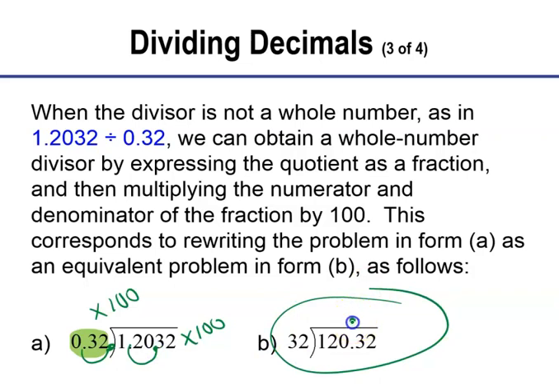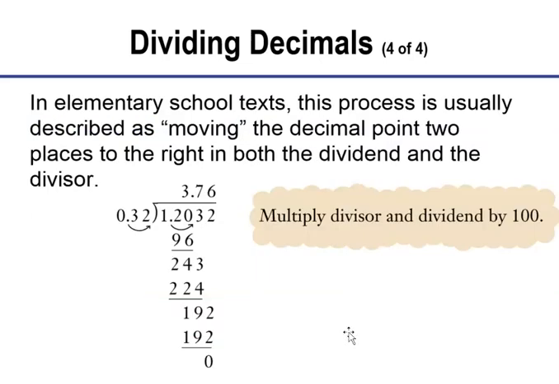And once again, the decimal is just a placeholder up there, okay, lined straight up, and everybody just lines up from there like you're doing regular old long division. Okay? It says in elementary school text, the process is usually described as moving the decimal point 2 places to the right in both the dividend and the divisor. Now, you're not just moving it, right? Just moving a decimal point is not allowed. You're really multiplying both the divisor and the dividend by 100 in this case.